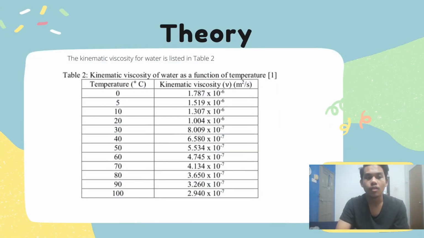From the previous equation we use to find the Reynolds number, we need the kinematic viscosity of the flowing medium. So in this table, the table shows the kinematic viscosity of water. The viscosity varies based on the different temperatures. As you can see here, the higher the temperature, the lower the viscosity of the water.